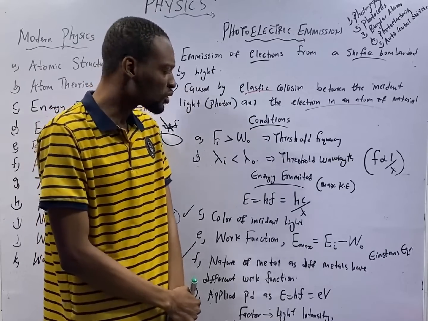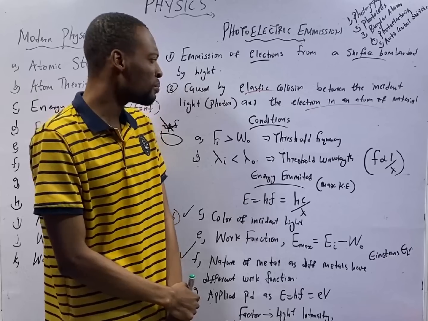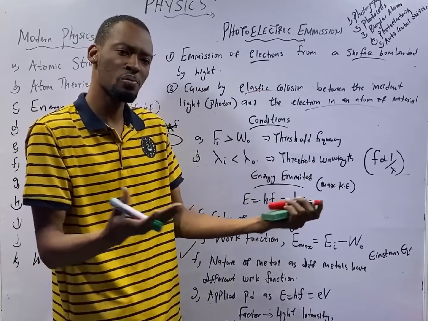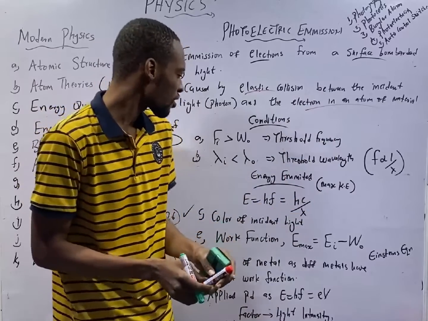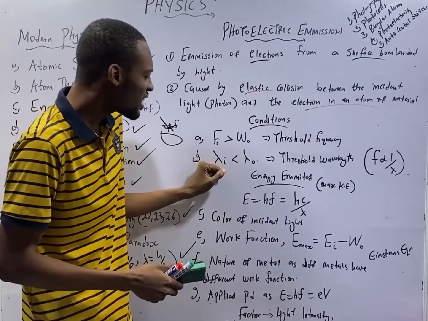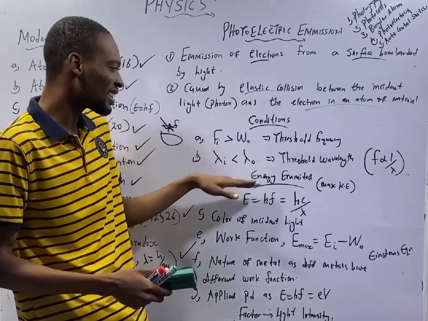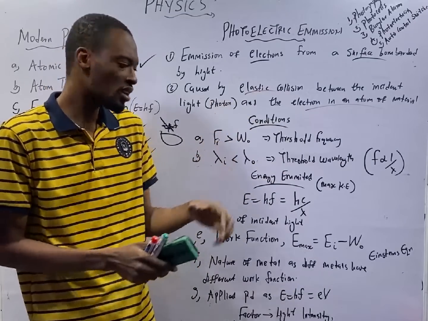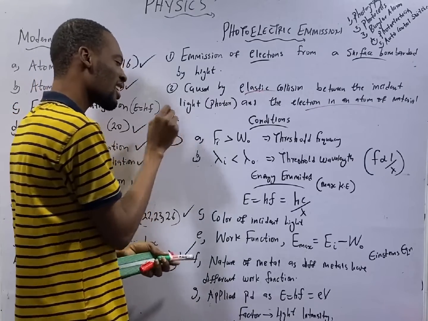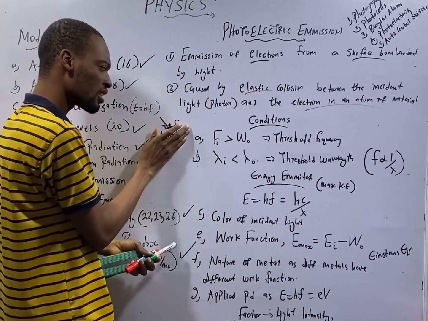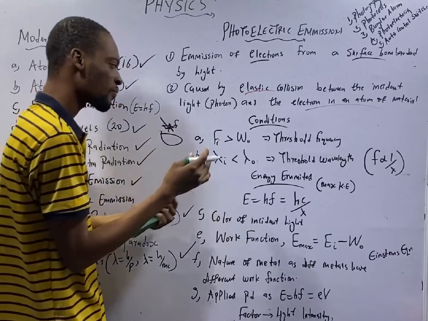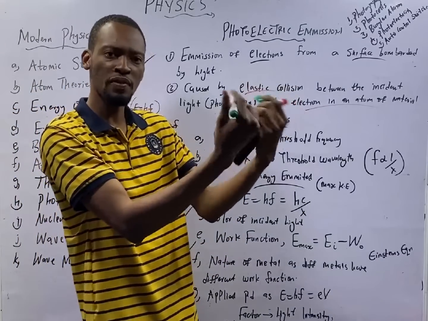What if it is equal to the work function? There will not be emission of electrons. However, it can be set free, but there won't be movement. The second condition is that the incident wavelength should be lesser than the threshold wavelength. Now, this incident light has frequency and it also has wavelength. Since frequency is inversely proportional to wavelength, as frequency increases, wavelength will reduce.